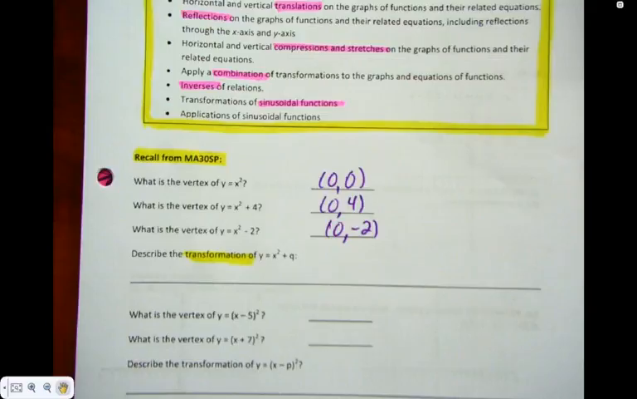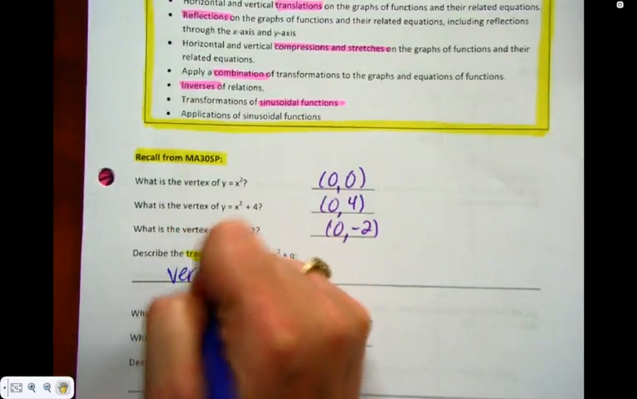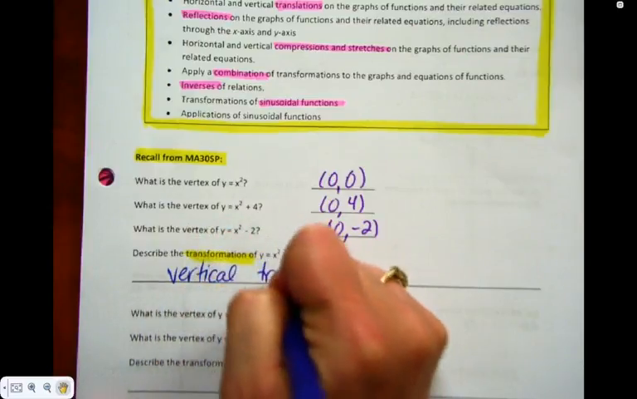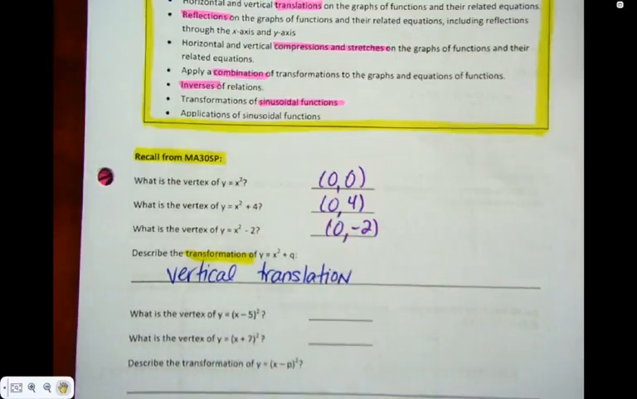Did we change the shape of it? So did it get wider? And this is back from last year. No. Did we change the direction? Did we flip it over? No. So we call this a vertical translation. It's called a vertical translation. The word translation just means movement. So we have physically moved it up either vertically or back down vertically.